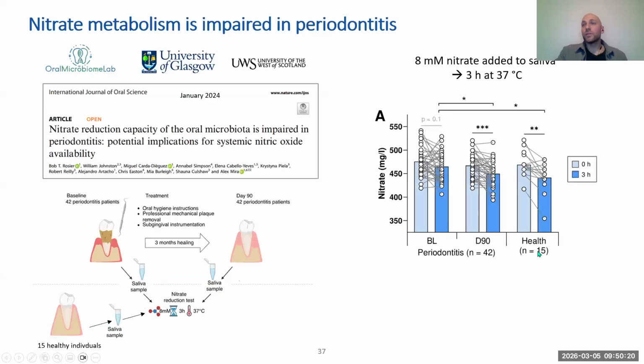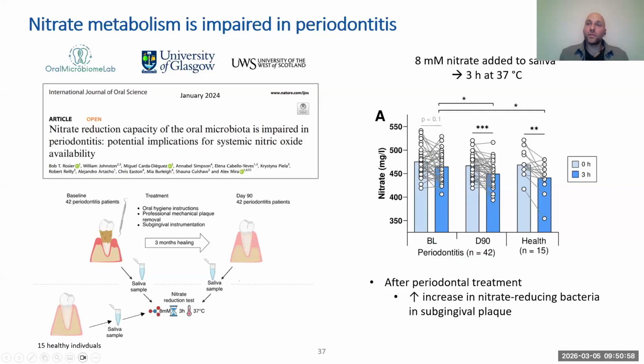So healthy individuals, as is known in literature, can reduce nitrate. So when you get their saliva and incubate it with nitrate, it is reduced over time. And in the healthy group, this was significant over a period of 3 hours. But in the periodontitis group, the nitrate reduction was not significant. However, this was before treatment. After treatment, the levels of nitrate reduction were recovered to similar levels as observed in health.